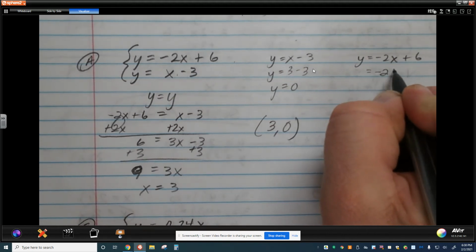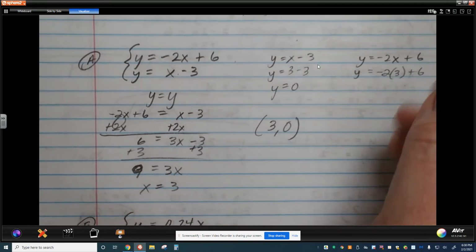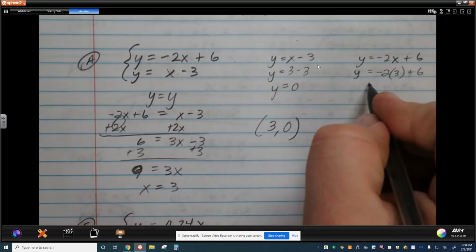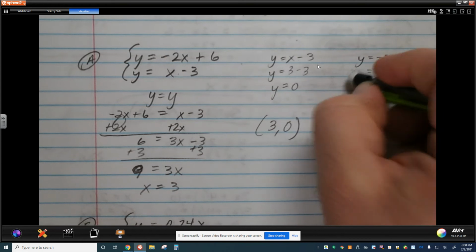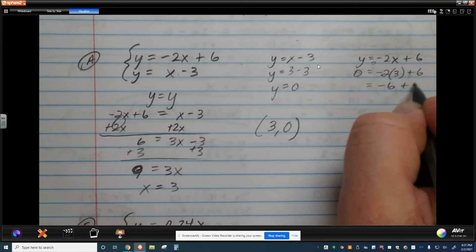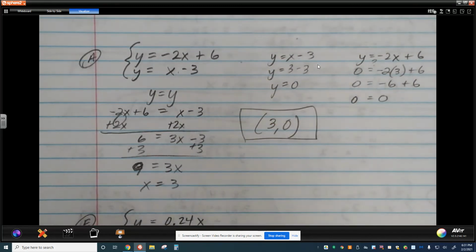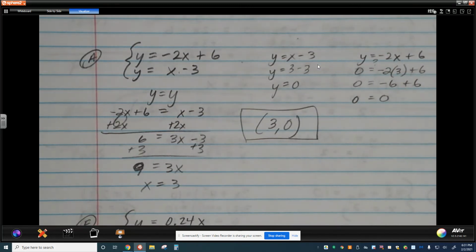Negative 2 times positive 3 plus 6 has to be equal to 0. So what I want to look for here and test out, I want to check and challenge that and say negative 6 plus 6 equals 0 and 0 equals 0. I have the right solution. So I know for a fact my one solution here is 3, 0.